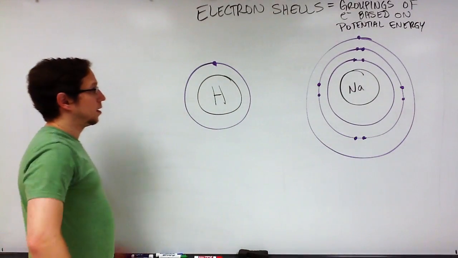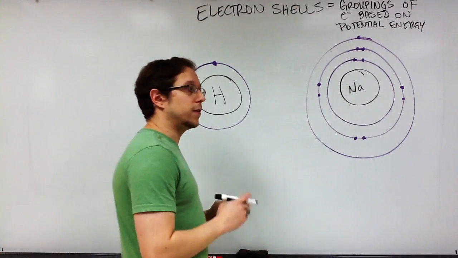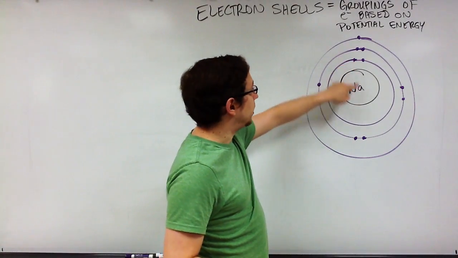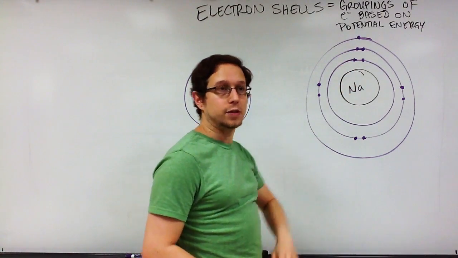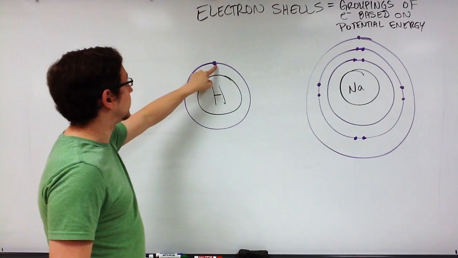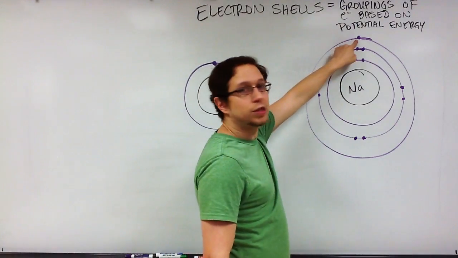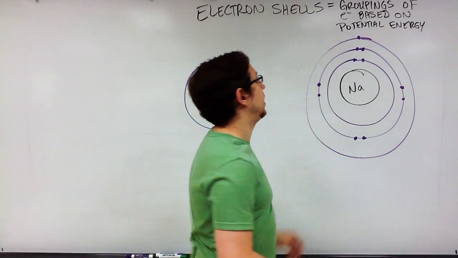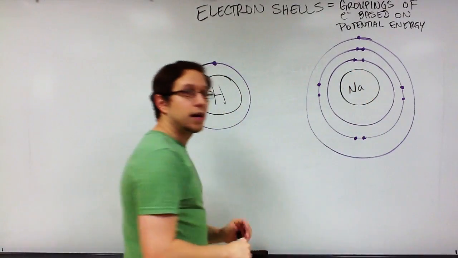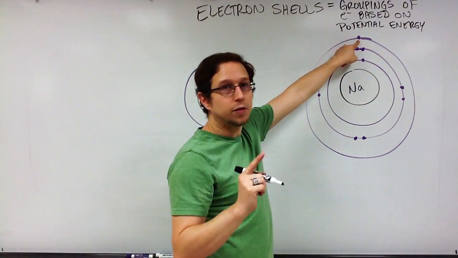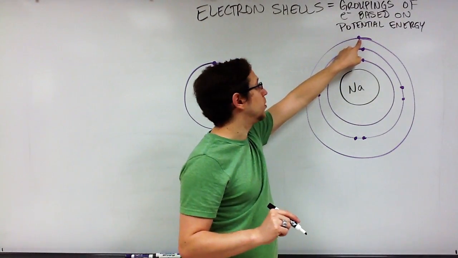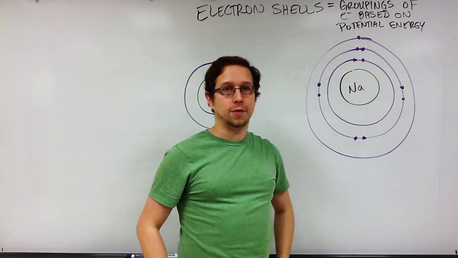Okay? And remember that the difference in terms of the energy is such that the closer the shell is to the nucleus, the lower the level of potential energy. So, for example here, hydrogen only has one electron in its outermost shell, while sodium also only has one electron in its outermost shell. But the question I'd like to pose to you at this point is, which of these single electrons, this one here in hydrogen's outermost shell, or this one here in sodium's outermost shell, which one has the highest level of potential energy?